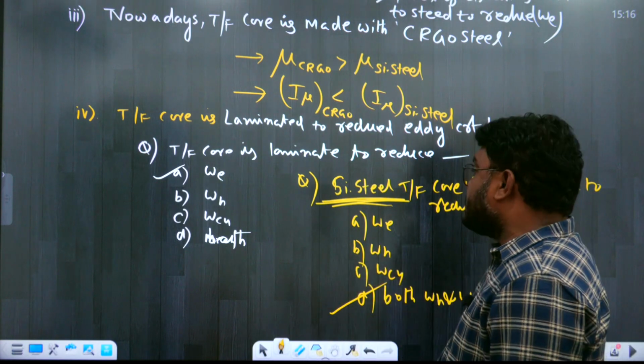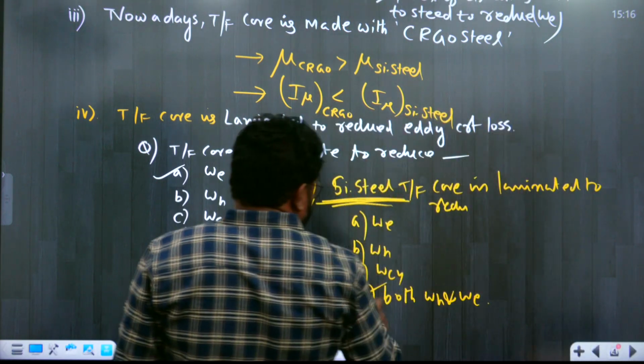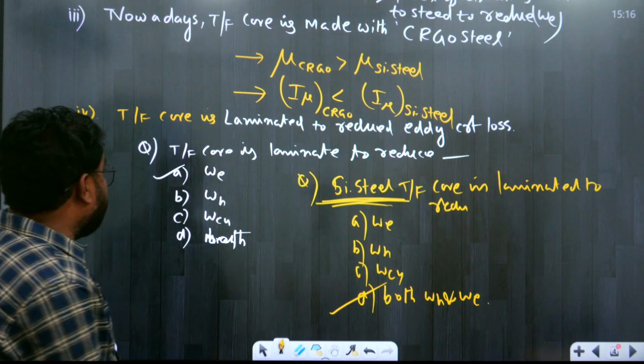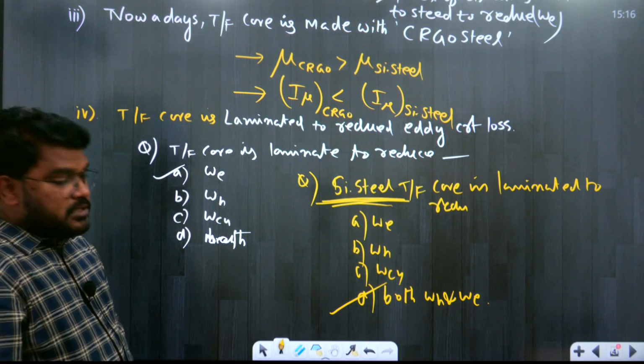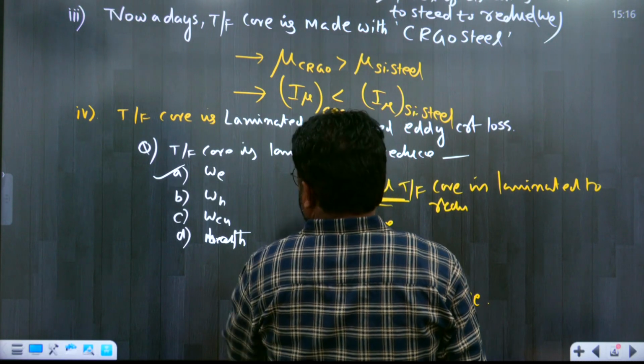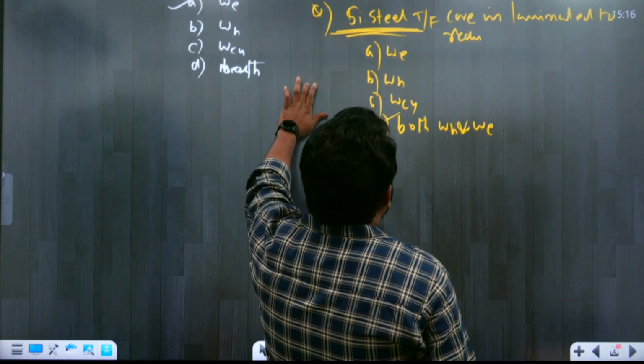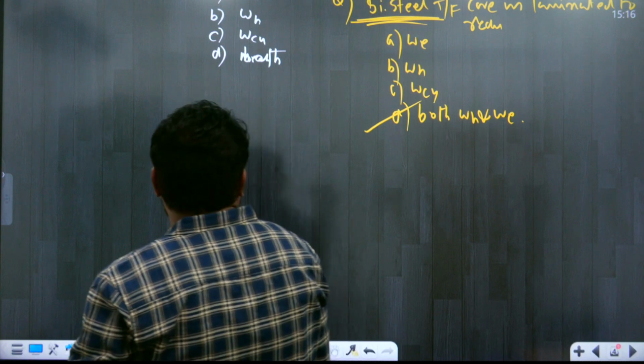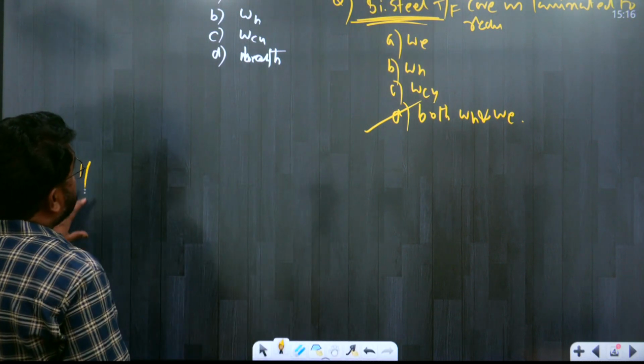So that's why the answer for this question is both hysteresis losses and eddy current losses of the transformer. And next one, the types of the transformer cores. Okay, what are the types? And next one is one more possibility of a question about the transformer core.